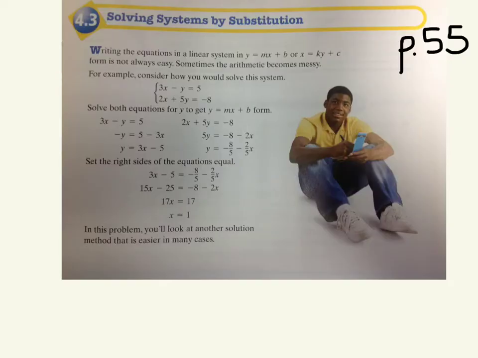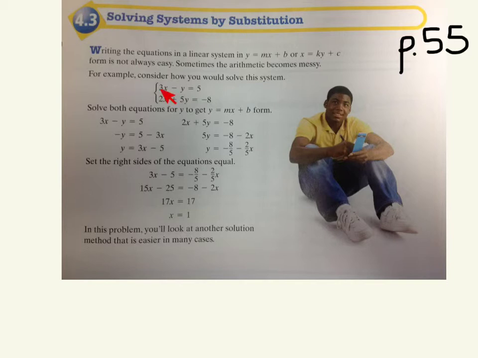I'm going to refer to page 55 in our textbook for our next example. As the book says, writing the equations in a linear system in y equals mx plus b form is not always easy. Sometimes the arithmetic can become messy. For example, we're going to consider how you would solve this system. Solve both equations for y to get y equals mx plus b form.